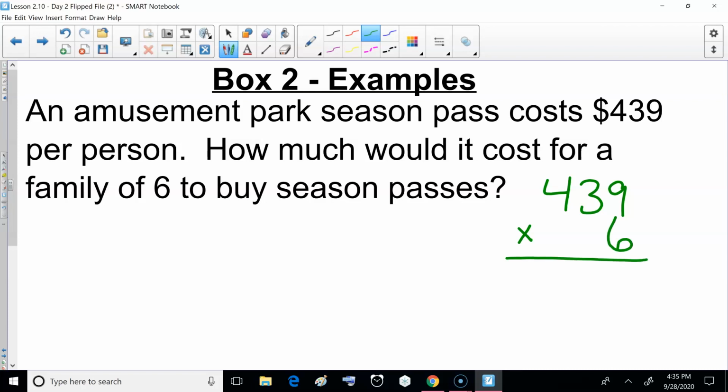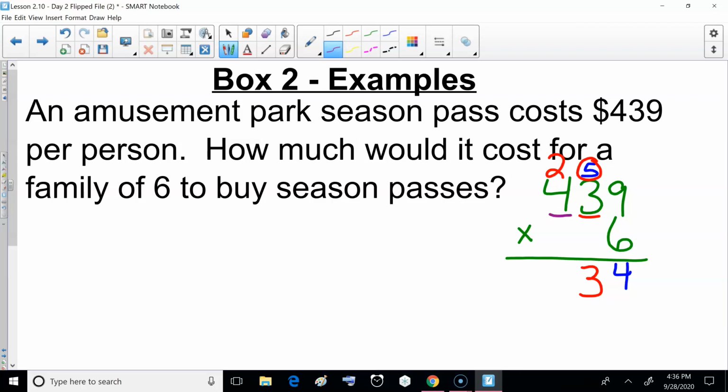So we're going to start by multiplying our ones first. So 6 times 9 is 54, so our 4 goes here and our 5 goes there. We're going to take a look at now our tens place value. So 6 times 3 is 18, plus the 5 up above gives us 23. So our 3 goes here, and our 2 moves to the hundreds place value.